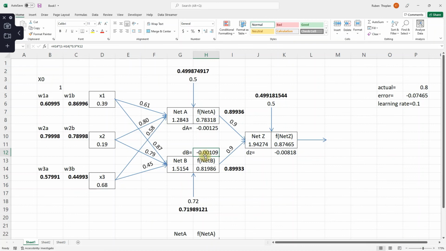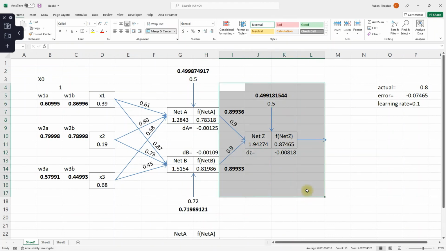This is what you need to do always when you have such type of questions where you have to do an update of a weight. Always find these error responsibilities first. Find the error responsibility for delta Z, find the error responsibility for delta B and delta A, or whatever you might have. And when you have found these error responsibilities, then you can start updating the weights. I've already done it for these ones.